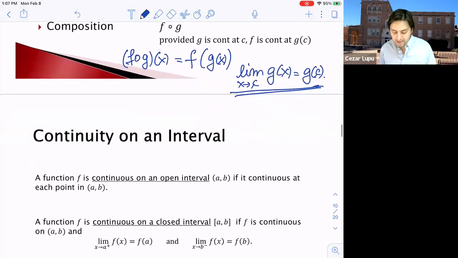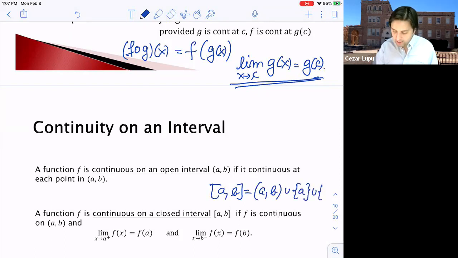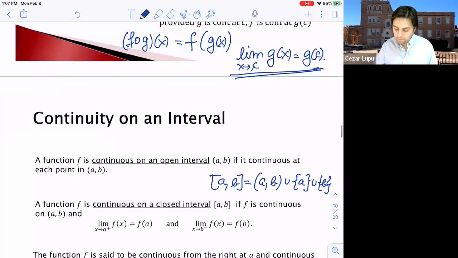And now let's see what happens for the closed interval. We say that a function f is continuous on a closed interval [a,b]. As you can see, I'm also including the endpoints here. Let me just write it here. The closed interval [a,b] is nothing else than just the open interval (a,b) united with the points a and b, right? The endpoints.